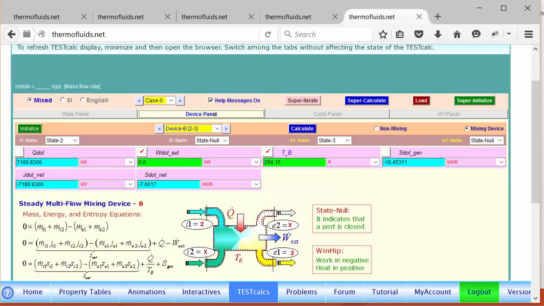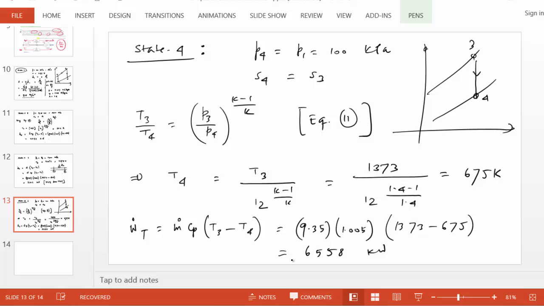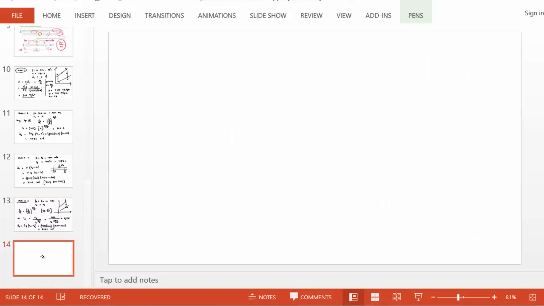Device panel, go for device C. State 3 is the inlet, state 4 is the exit. No heat transfer in a turbine. Work is found to be 6553, which is very close to what we got here. And because now we know all the states, we can find the Q dot out.